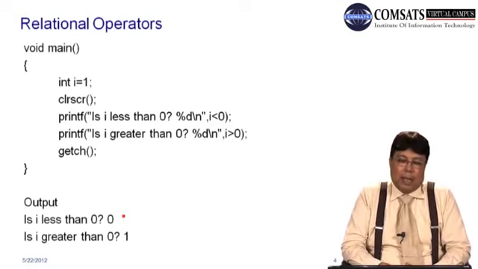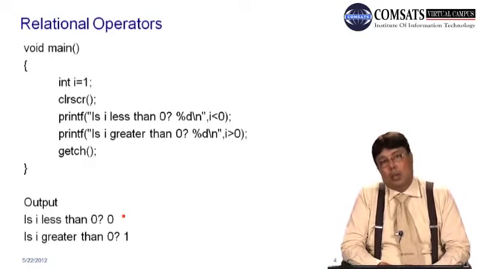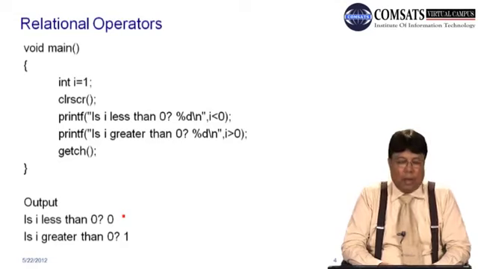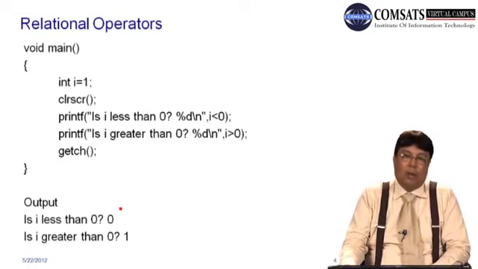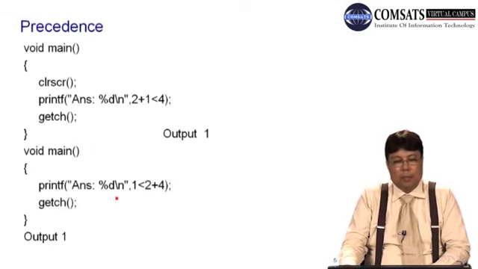Next line is: is I greater than 0? Yes, because we have initialized I equal to 1. Therefore the answer is true. And if the answer is true, then it will give you a non-zero output, which is equal to 1. So "is I greater than 0" gives 1. So we have used both the equality operator and the less than and greater than operators.